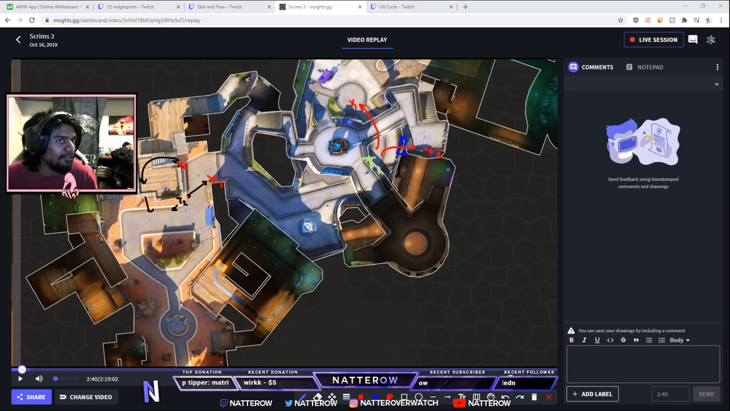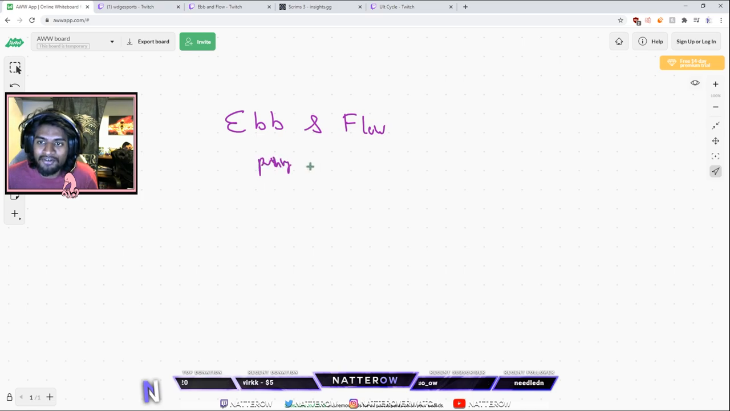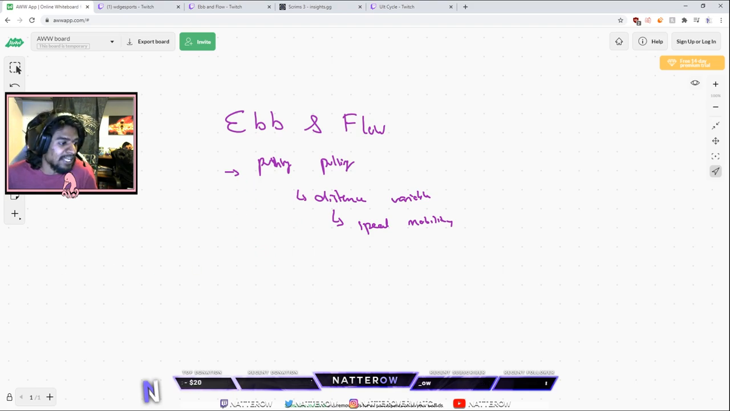Hopefully this explains it, and the goal is to explain this in very simple words. Understand what ebb and flow is. Understand that there is pushing and understand that there is pulling. Then understand that there is distance in this pushing and pulling. It's a variable, and in that distance variable, speed is somehow related. And there's also mobility. The other thing to understand is how triggers play into the push and pull.